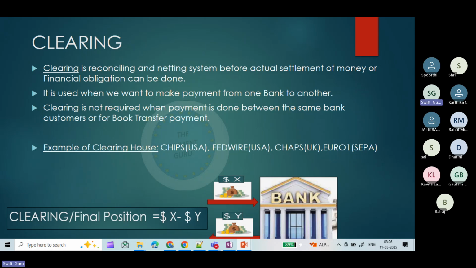The importance of the message in the payment is to communicate that the payment of some amount has to be made to a certain party. It will have all the details related to the beneficiary, the amount, the charges, etc. All this information would be available in the message. The next thing is, once the message has been communicated, what exactly needs to be done. The next thing to be done is the clearing. Now, what exactly does clearing mean? Clearing is basically a reconciling and netting system before the actual settlement of the money or financial obligation can be done.